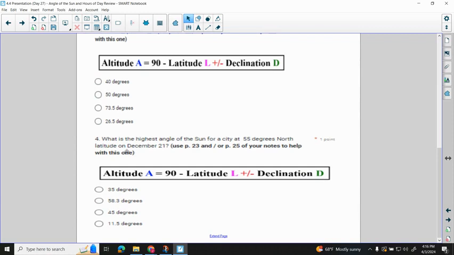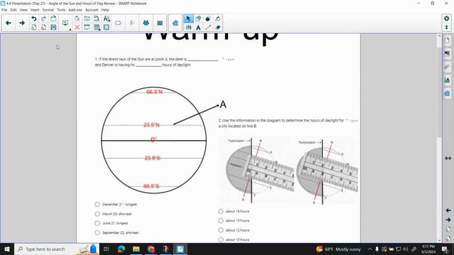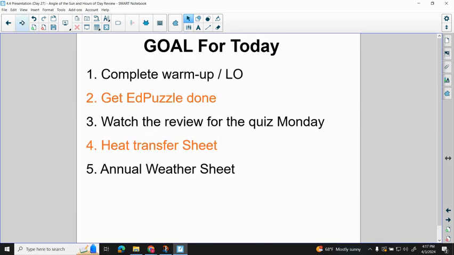And then here on December 21st, the direct rays of the sun are south of the equator. So we're going to subtract, because it's south of the equator, we're going to subtract 23.5. So we're going to do 90 minus 55, which is 35, and then we're going to subtract 23.5, and that's going to give 11.5. So it's going to be this bottom one here. Okay. You will have to do these sorts of things on the quiz. So if they don't make sense, go back and watch this video and see if it makes more sense.